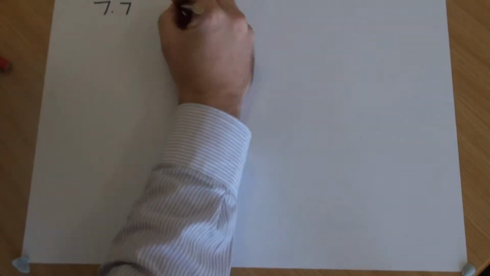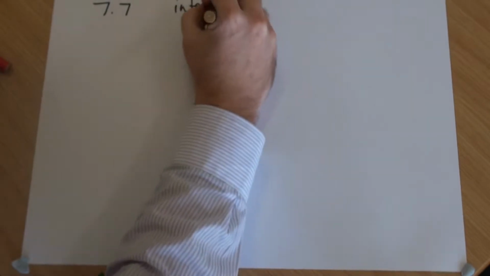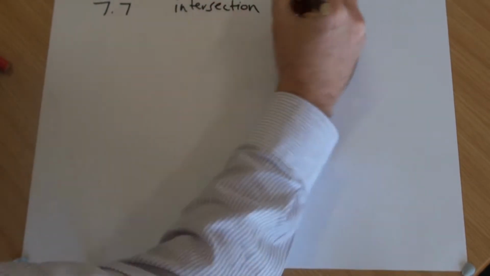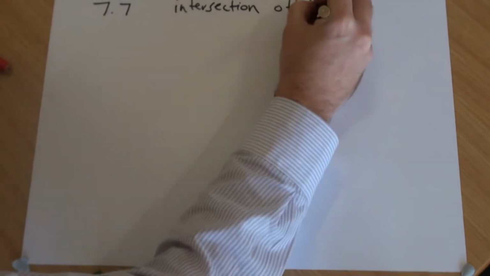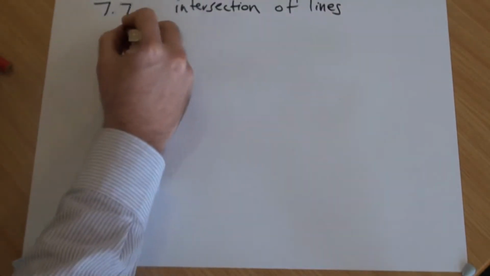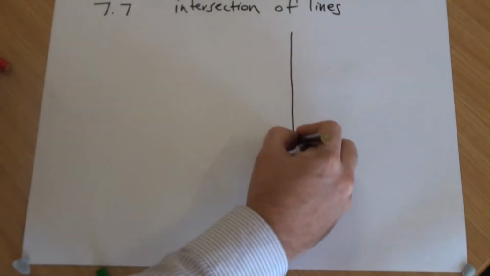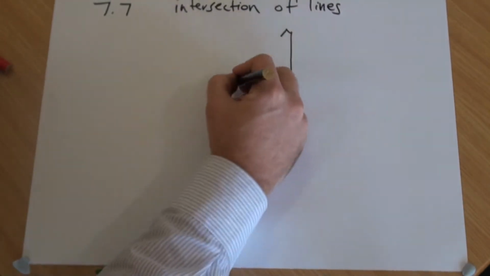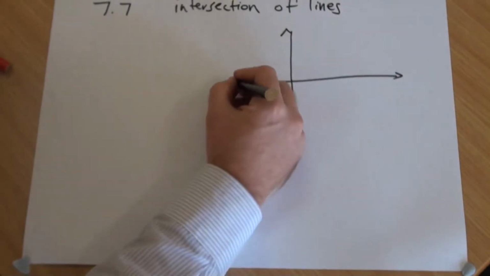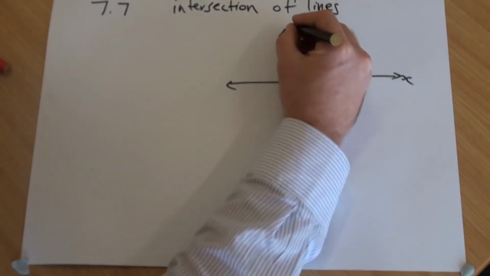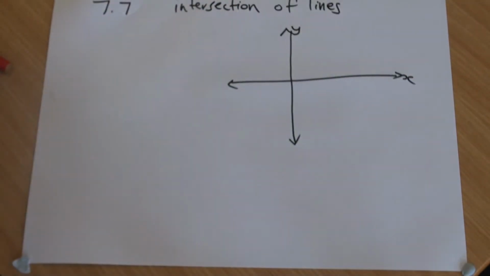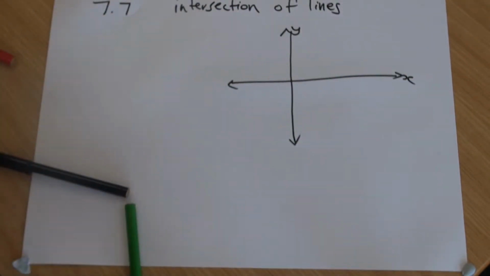Hi Advanced Maths, we're doing 7.7 today, which is the intersection of lines. Now we've learned a lot about lines already, but what we're interested in today is when do these lines intersect? Okay, now I'm just going to draw you two lines on the same Cartesian plane here.